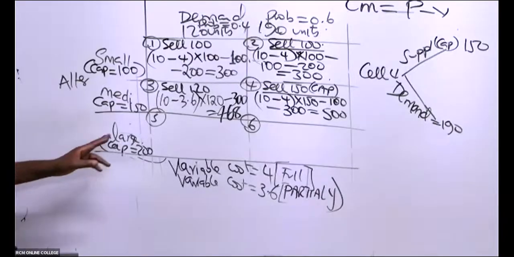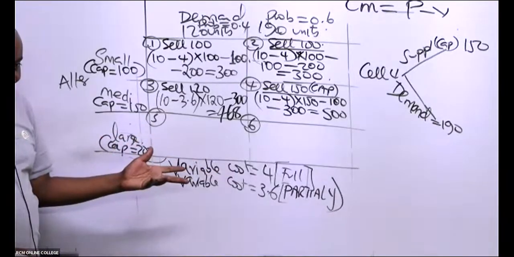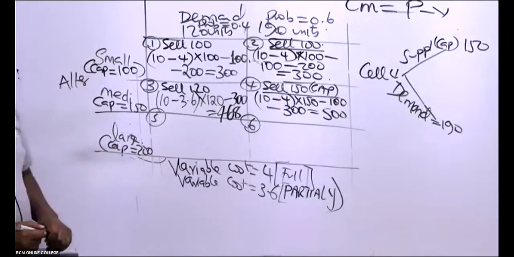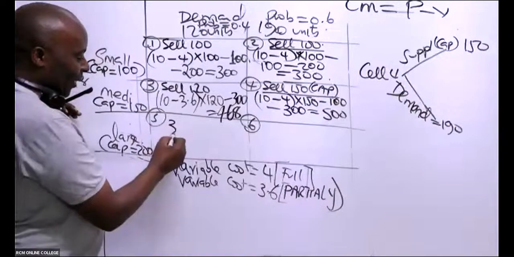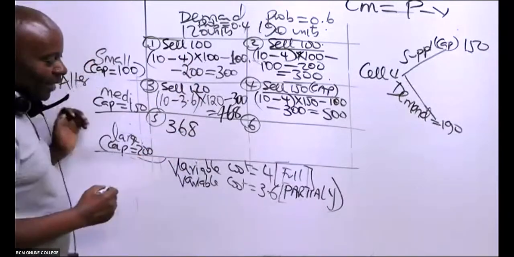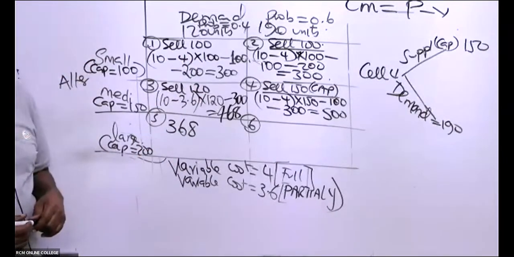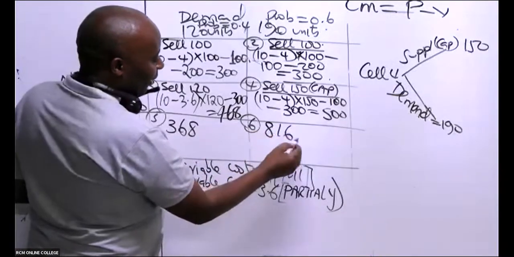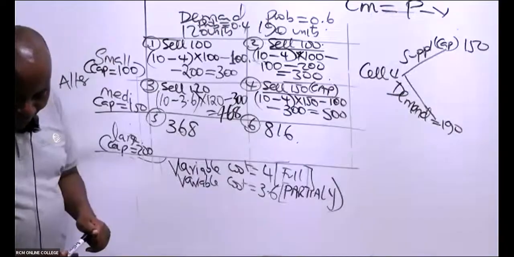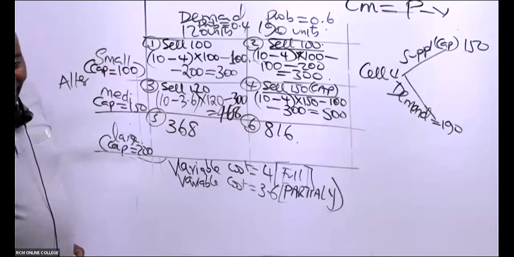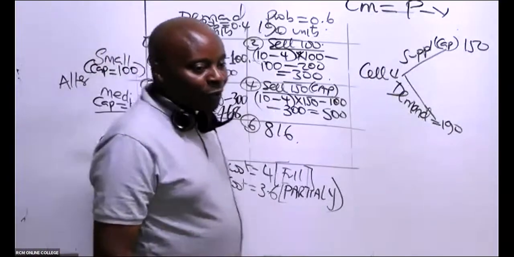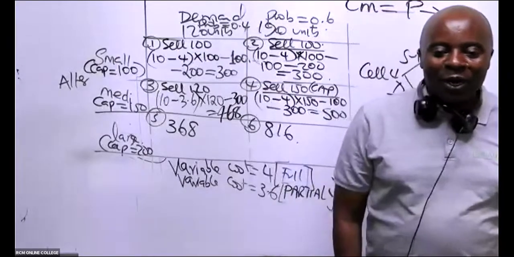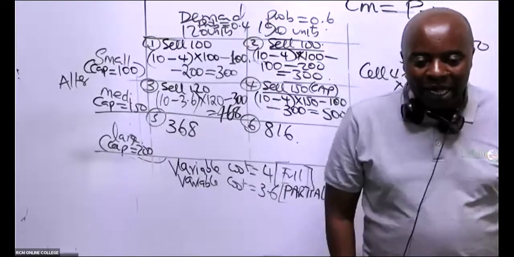Yeah. So then are you able to give me cell 5 and cell 6 right away? Cell 5, please give me cell 5. Cell 5 is 368. And then cell 6, I'm being told, is 800 what here? 816.